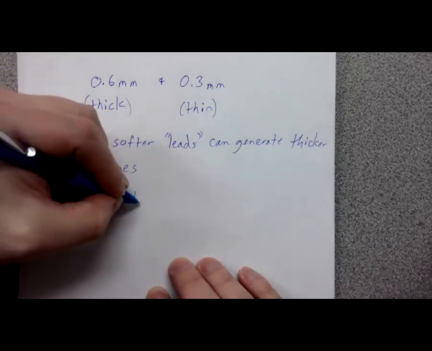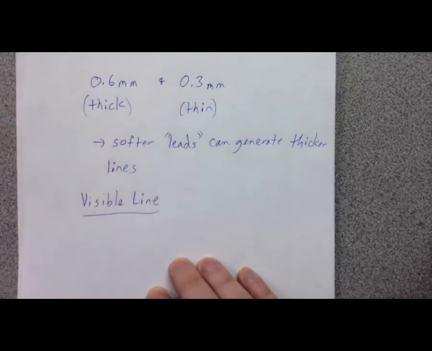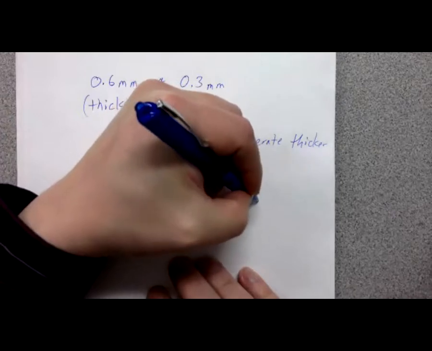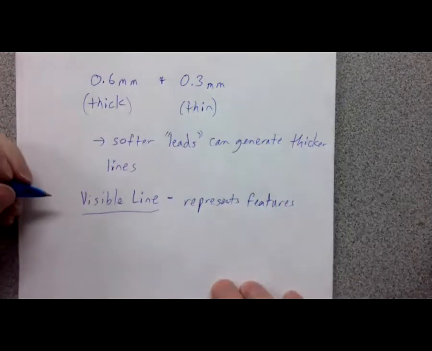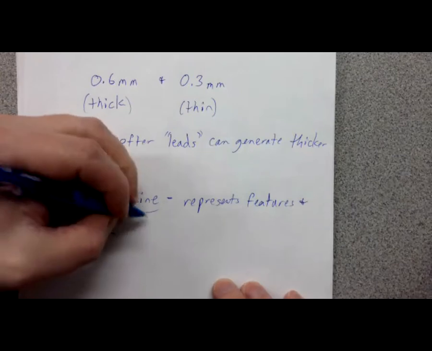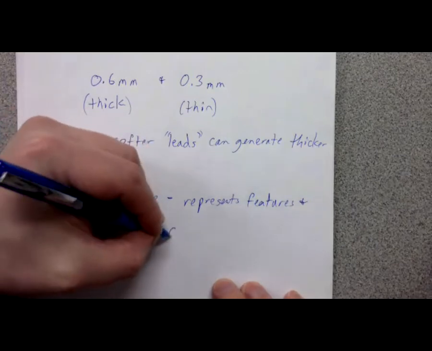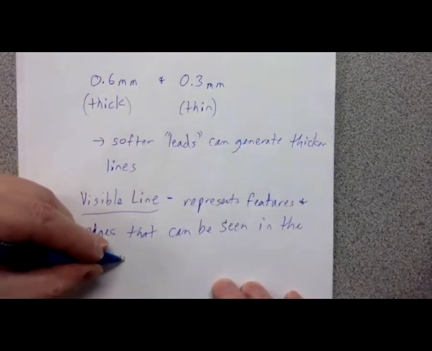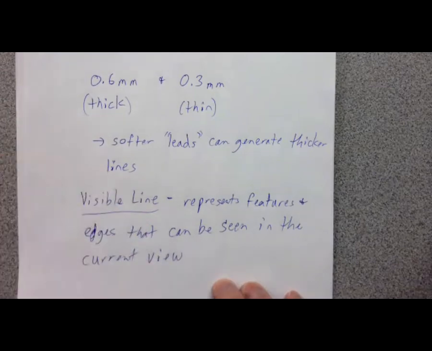The visible line. It's a nice place to start. The visible line represents features and edges that can be seen in the current view. Now in the next lecture, we'll talk a little bit about different views and representing 2- and 3-dimensional objects. But for now, I think for the most part, we can kind of get some feeling for that. These are things that we can see looking right at an object.